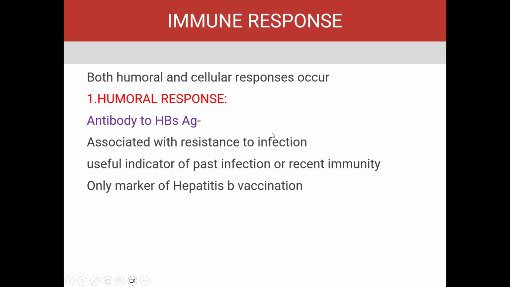Next, immune response. Both humoral and cell responses occur. As you know, humoral immunity is mediated by antibodies, and cell-mediated immunity is mediated by T cells. In the humoral response, antibody is formed against HBsAg, antibody to HBsAg. This is associated with resistance to infection, and is a useful indicator of past infection or recent immunity. And this is the only marker of hepatitis B vaccine.